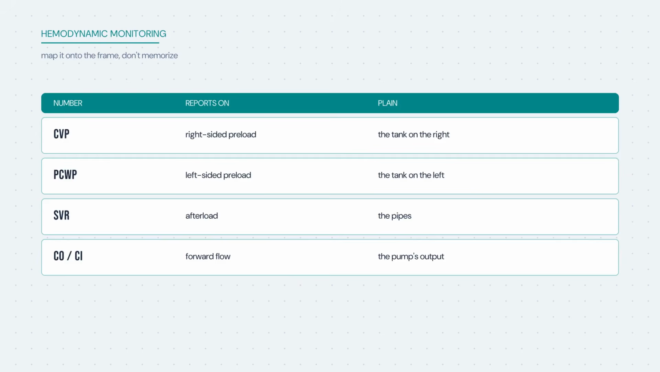Central venous pressure reflects preload on the right side. Pulmonary capillary wedge pressure reflects preload on the left side. Systemic vascular resistance reflects afterload. Cardiac output measures the forward flow. You do not need to memorize the ranges to reason about them. You need to know which of the 4 variables each one is reporting on.